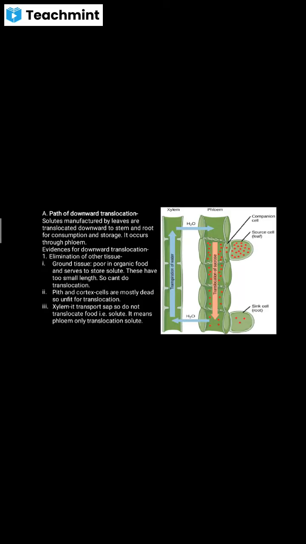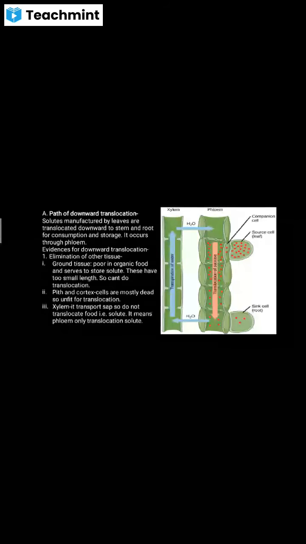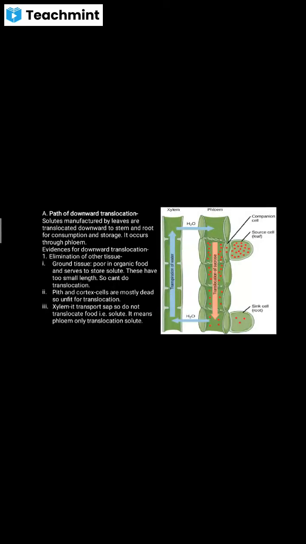So here, if you consider the potato plant, the storing material is stored in the potato. All these materials, that means organic or inorganic solutes, will be translocated from the leaves to the tubers of that plant. So the storage takes place in the potato tubers, and the manufacture of the solutes takes place in the leaves.